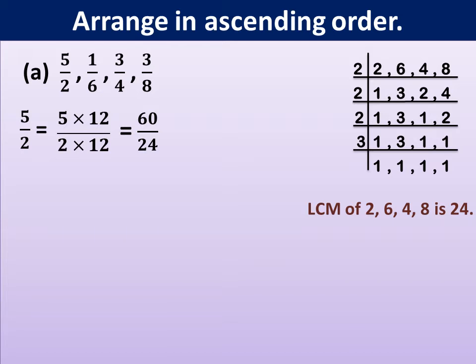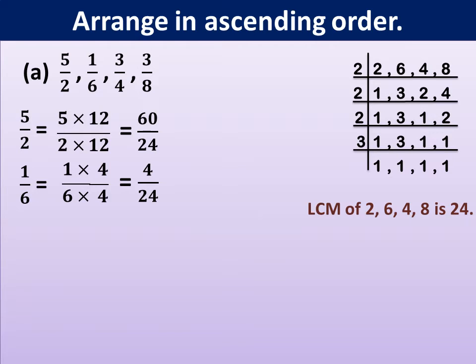Next we take 1 upon 6 to make the denominator same. Which digit will you multiply to bring 24 in the denominator? Yes, the answer is 4 because 6 fours are 24. So we multiply numerator and denominator by the same number 4. 1 four is 4 and 6 fours are 24. So the fraction is 4 upon 24.